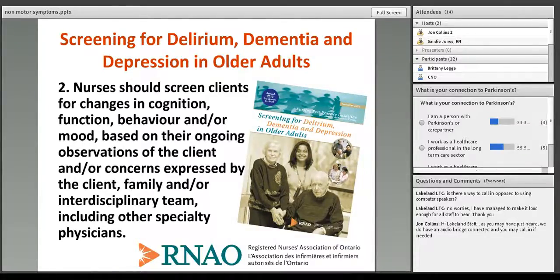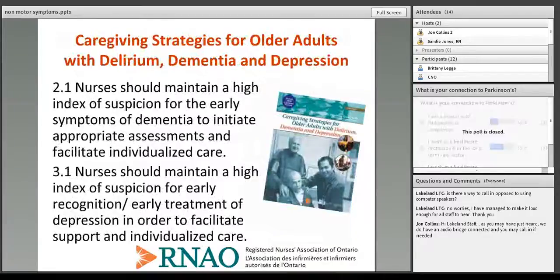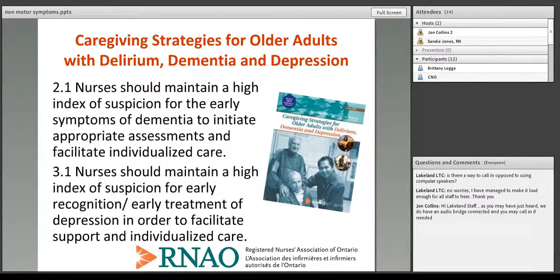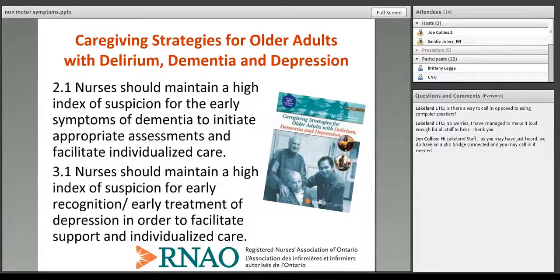So we need to use a best practice approach of screening clients for changes in their cognition, their function, their behavior, and keeping in mind that these can be normal side effects of living with Parkinson's. And then the next one that goes along with that, the sister guideline, I call it, is the caregiving strategies. Like, how do we approach our residents who have these kinds of conditions, being aware that these could be side effects.